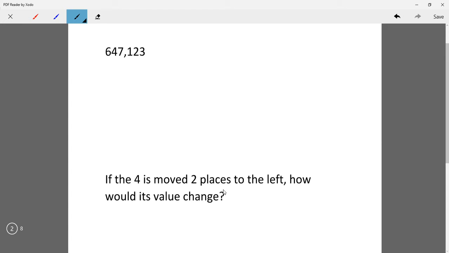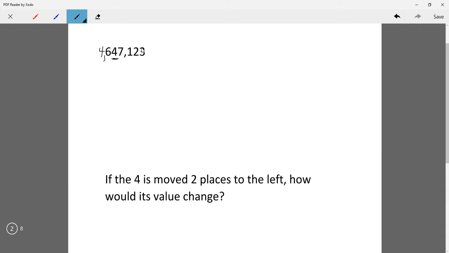If the 4 is moved 2 places to the left, how would its value change? So this 4 is right here, okay? Now if the 4 moved 1 place to the left, 2 places to the left, it would be right here. And every time you move 1 place value to the left, it becomes worth 10 times more, okay? It doesn't matter where in the number it is.